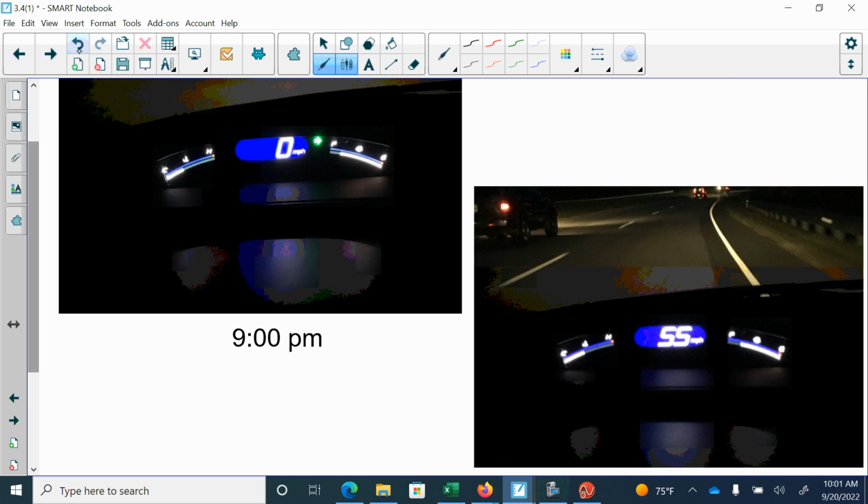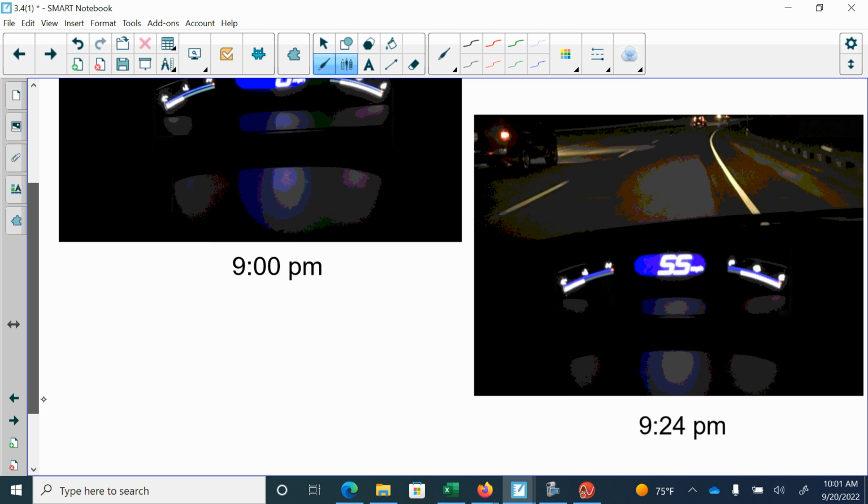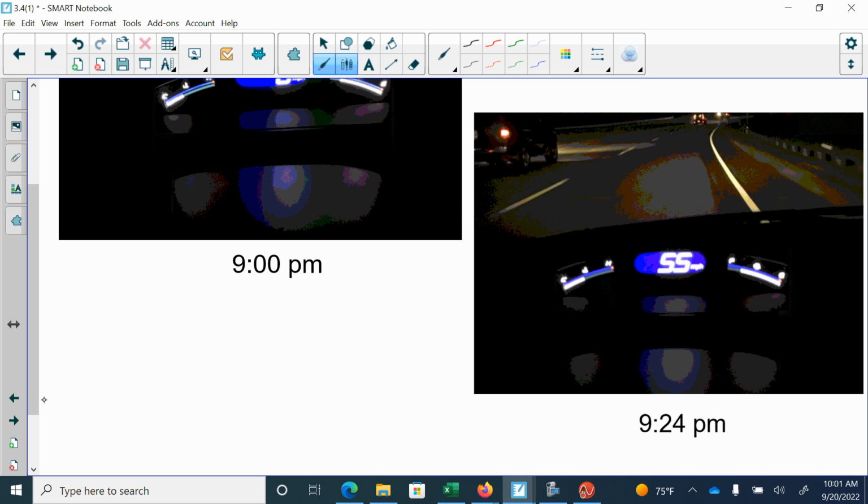Okay, so let's suppose I'm driving at night and I'm pulling out of my driveway at 9 o'clock at night. My car, before I start driving, is at 0 miles per hour. Yes? At 9:24, I pull out of my driveway, get on the freeway, and now I'm going 55 miles per hour.